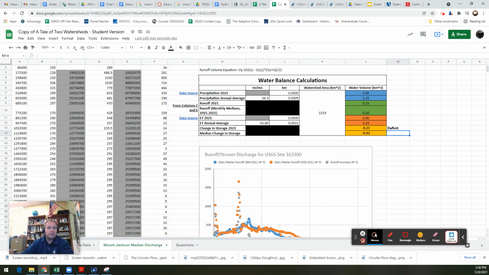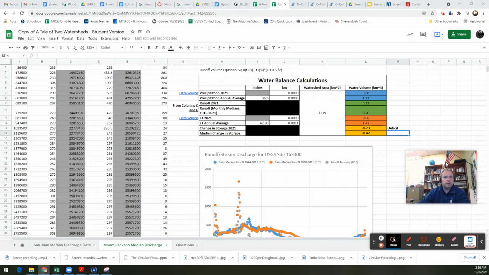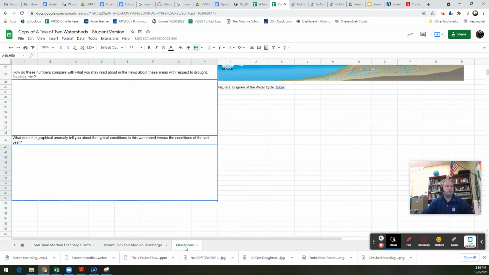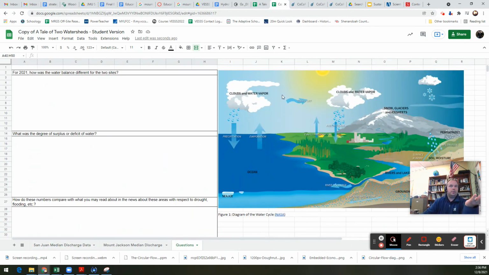That's how you do this, and then you'll have to do this all on your own for the San Juan data over here. That's not done for you either. You'll have to answer questions for both of them. You have the water cycle here as a reference in both cases. Well, you only have to answer questions for both spreadsheets. Let me correct that. So the questions refer to both. You're comparing the two sites.